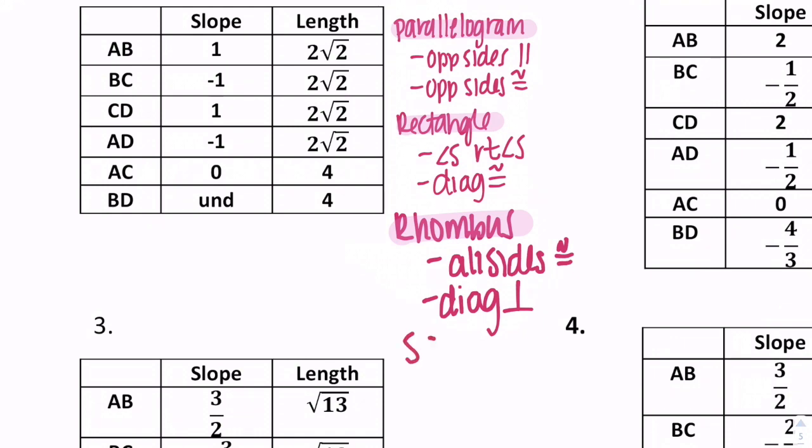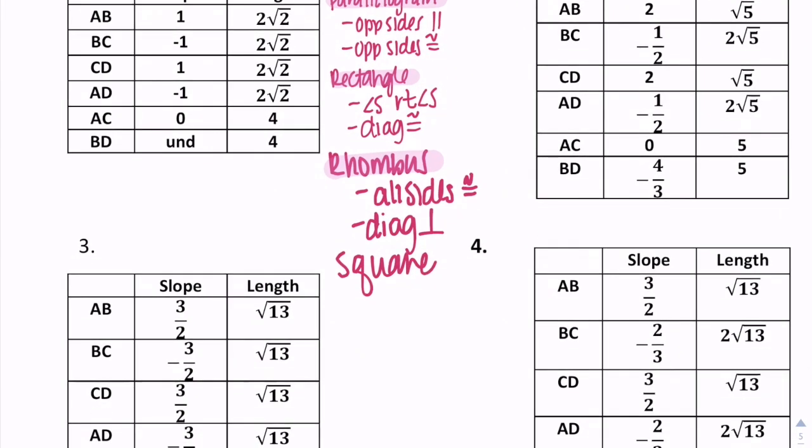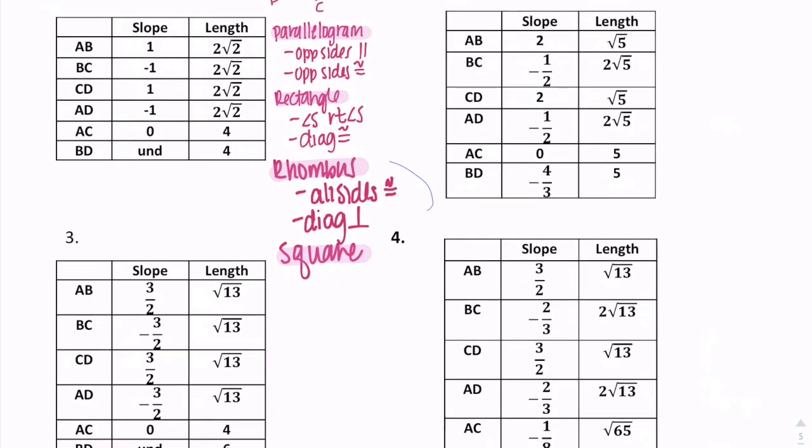Is it a square? Well, if it's a square, that means that it is a rectangle and a rhombus. Is this in fact a rectangle and a rhombus? Yes, then therefore it is a square.